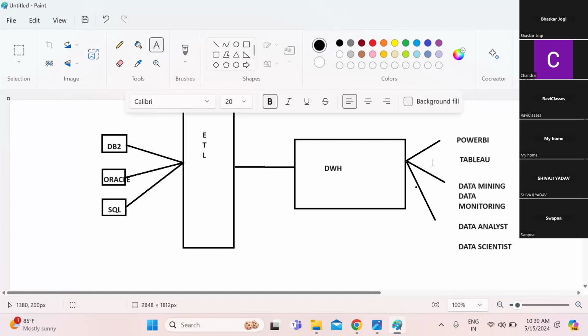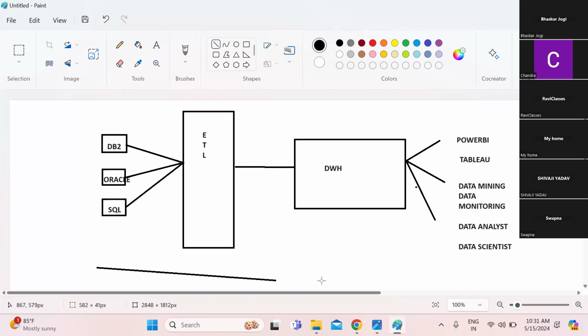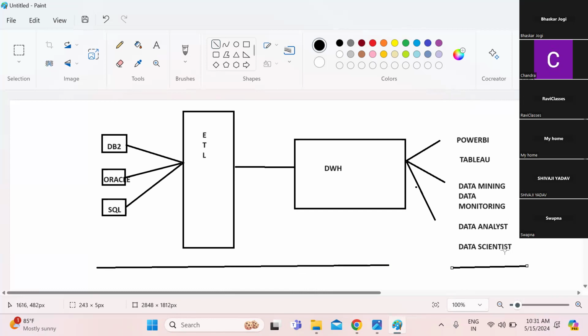From the data marts or data warehouses, other people utilize Power BI, Tableau, or data mining, data monitoring, data analyst, or data scientist. People utilize the data from the data warehouse and create their visualizations, reports, predictive operations and other things. So this entire process up to here is called data engineering, and this we call data analyst and data scientist.